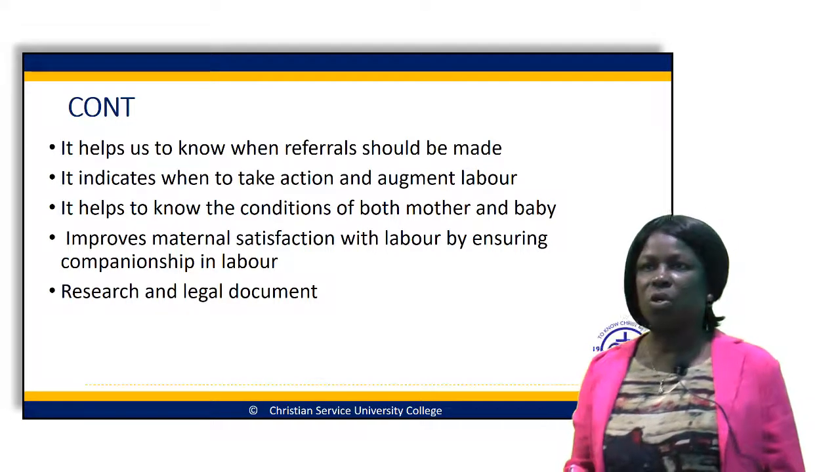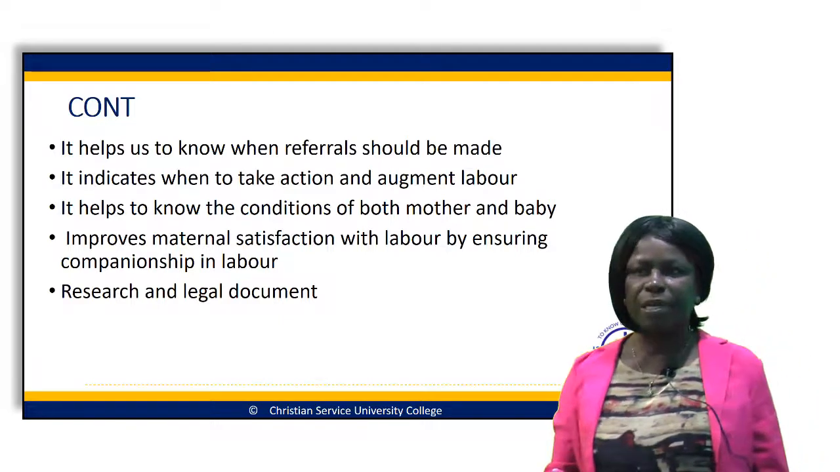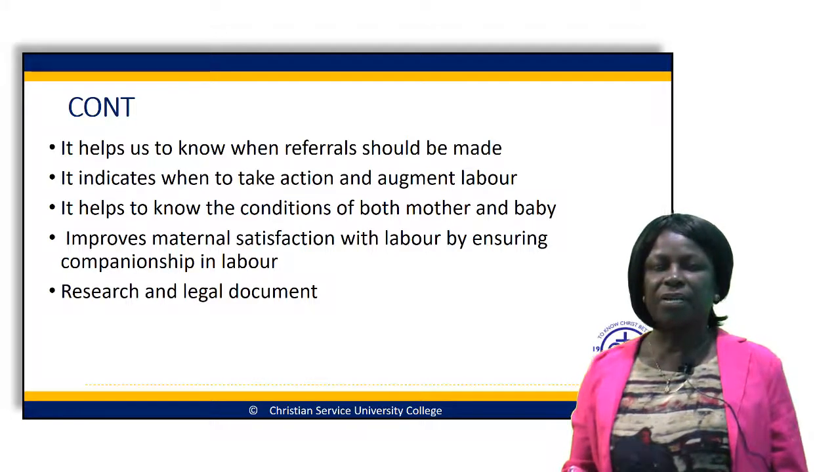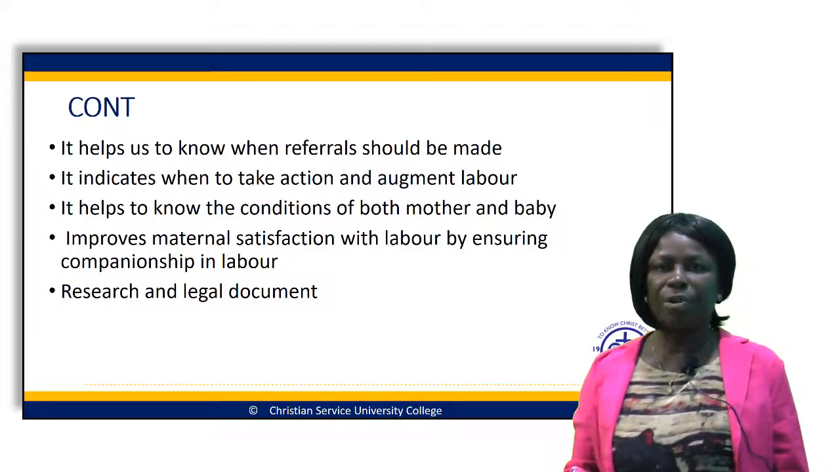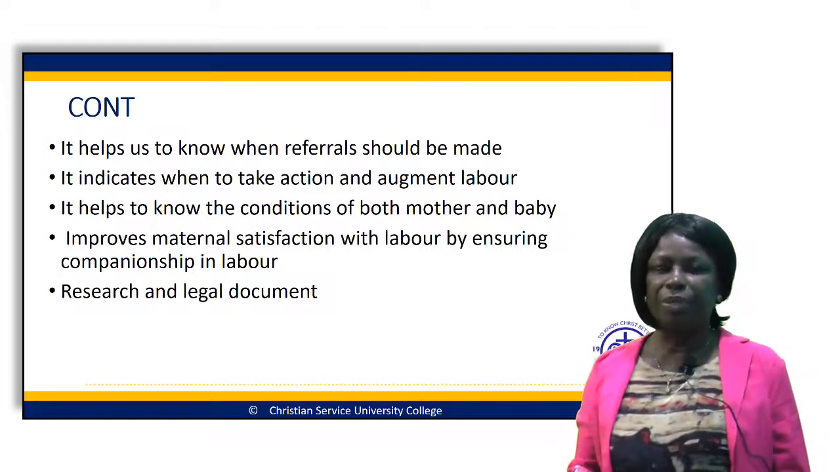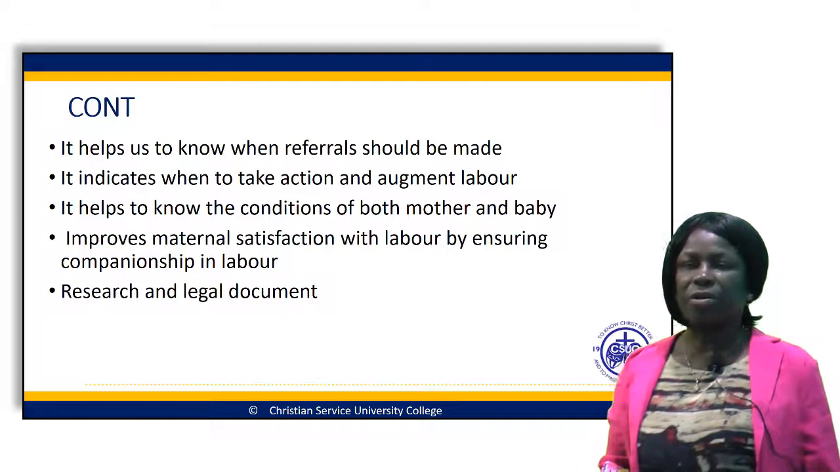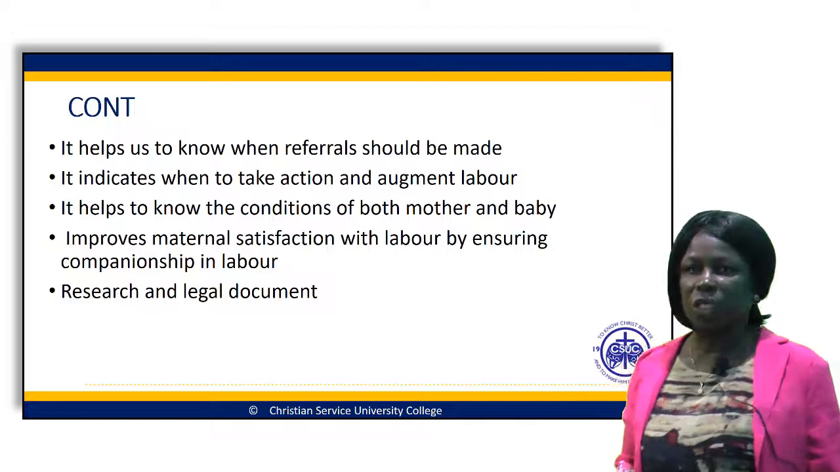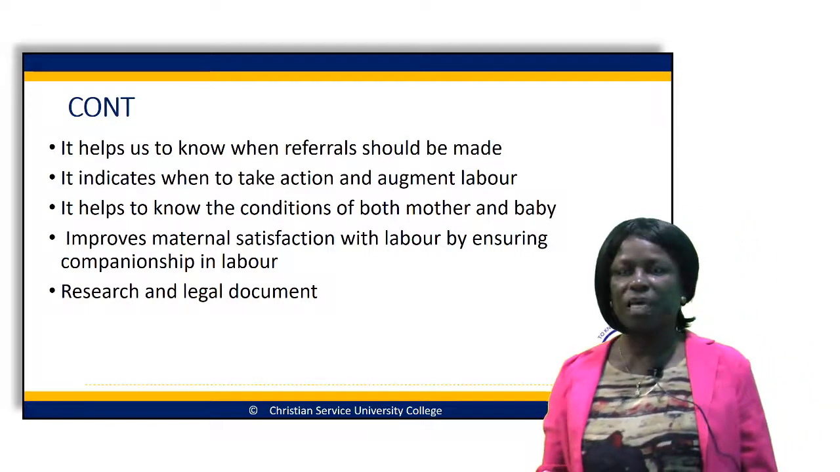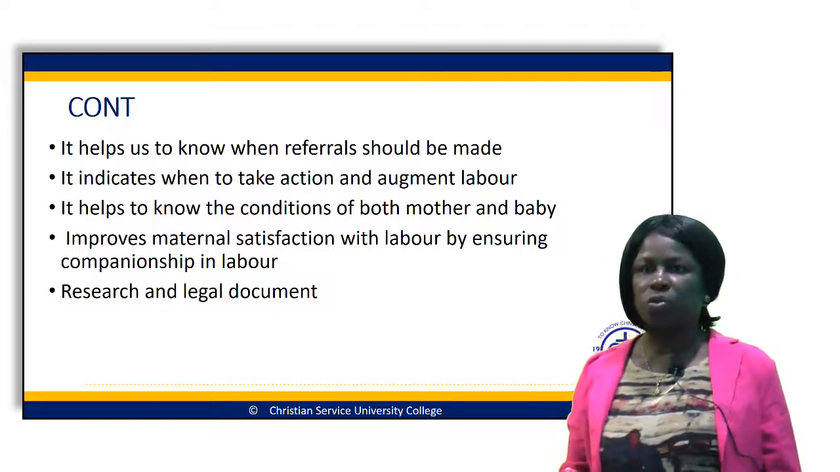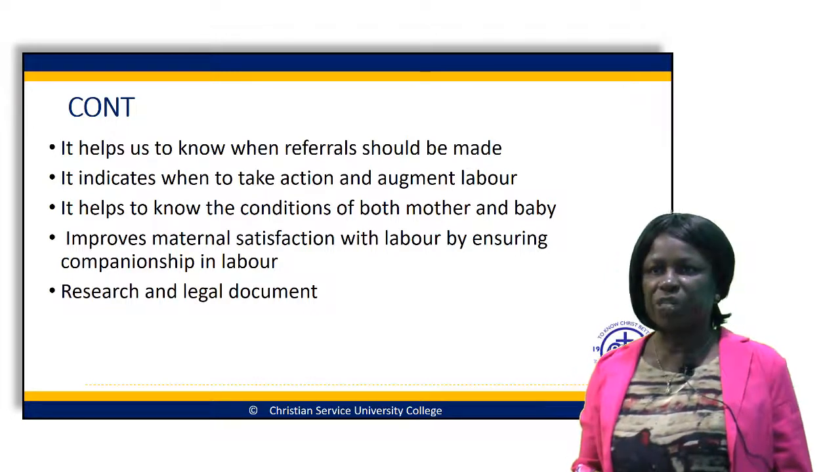It helps to know the conditions of both mother and baby with the monitoring. When the fetal heartbeat is checked and there is fetal distress, it will enable the midwife to know. And also, when the mother is having distress, the BP will change, the fetal heartbeat will change, the maternal pulse will also change. It will be abnormal, and this will enable the midwife to know that there is a problem with the mother and the fetus for them to be transferred.